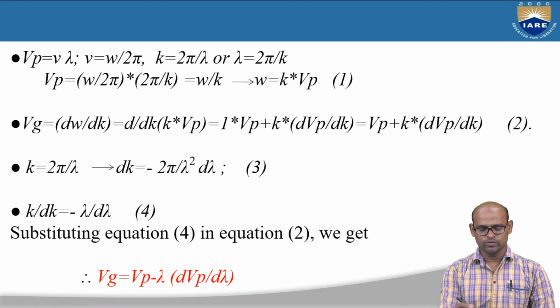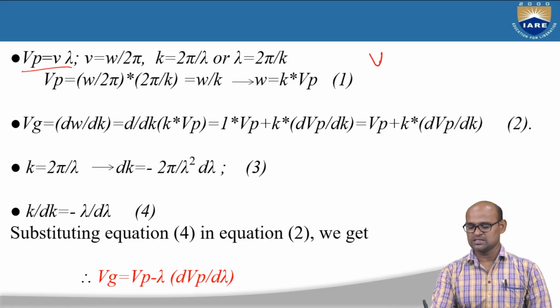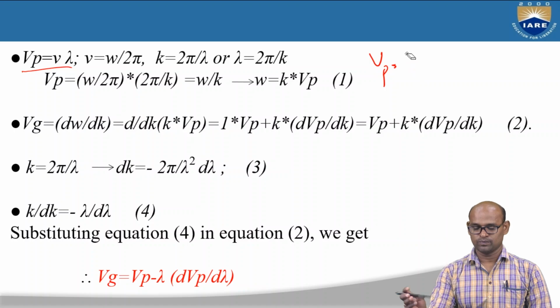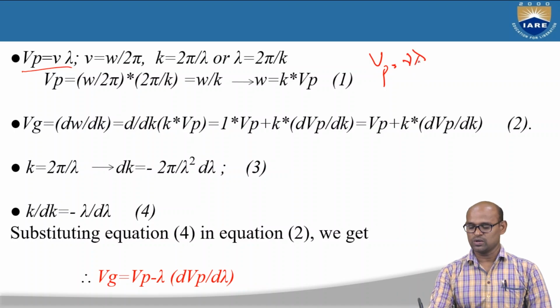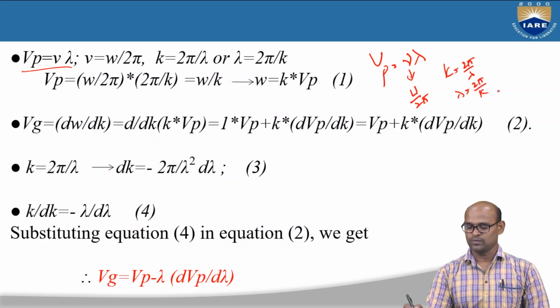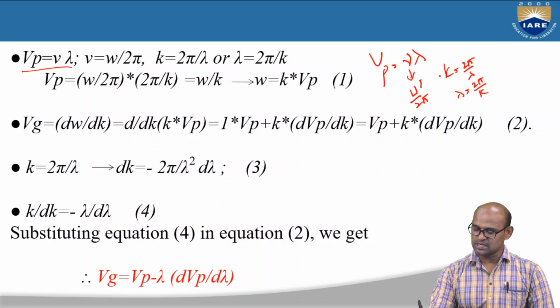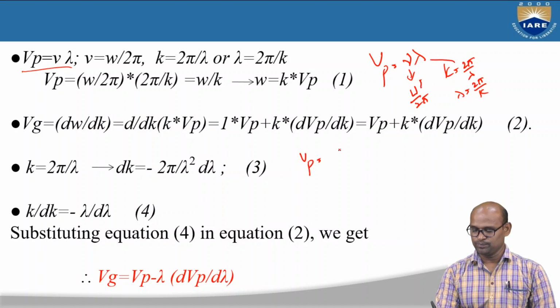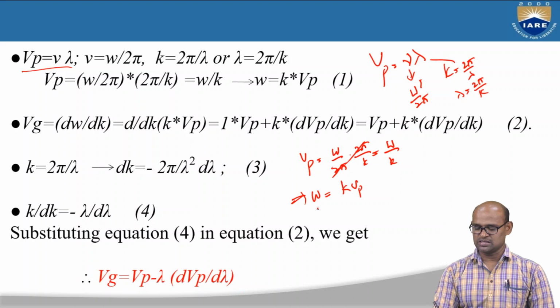To deduce a relation, we are going to start with the phase velocity Vp. Phase velocity is nu into lambda. I can write nu in terms of angular frequency as omega by 2 pi, and I can write lambda in terms of the wave vector k, where k is equal to 2 pi by lambda, or lambda is equal to 2 pi by k. By substituting these in this equation, Vp will be omega by 2 pi into 2 pi by k. The 2 pi will cancel out, and I'll get omega by k. Or if I want omega, then it is k into Vp.